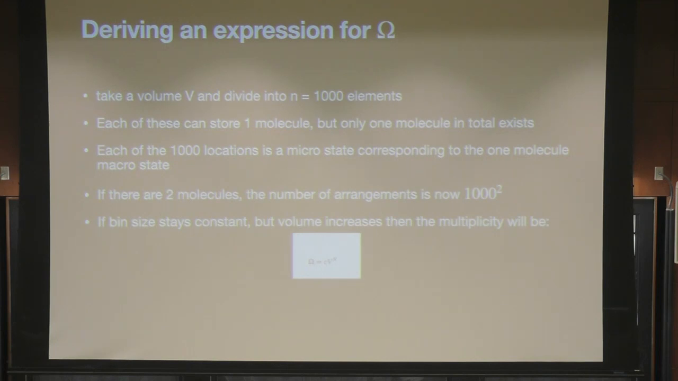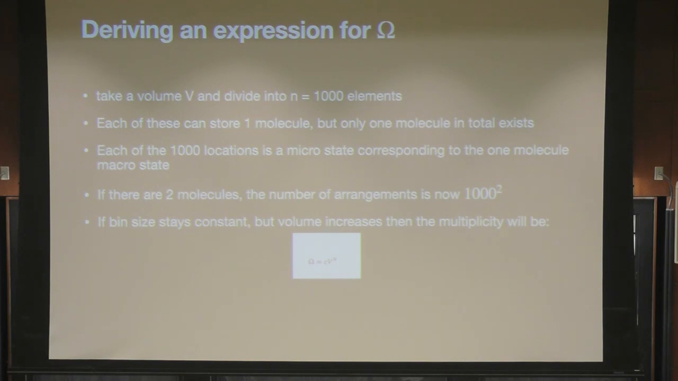But actually, only one molecule in total exists. So in one of these boxes somewhere there's a molecule. Sorry, I misspoke there. Okay, so it could be here or it could be here. These should be a little smaller, but you get the idea. The volumes are equal. The molecule could be any one of these boxes.